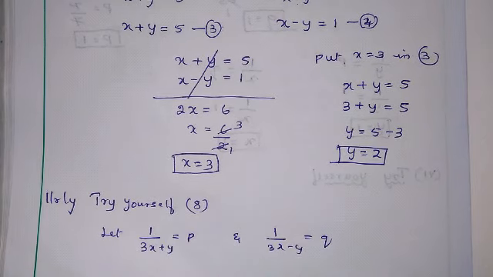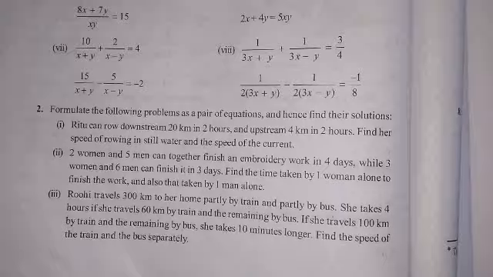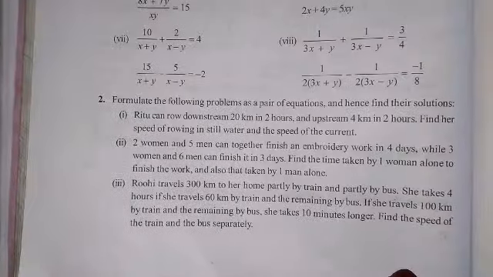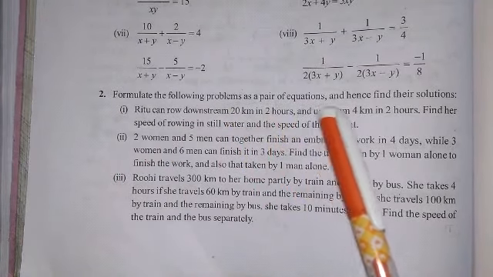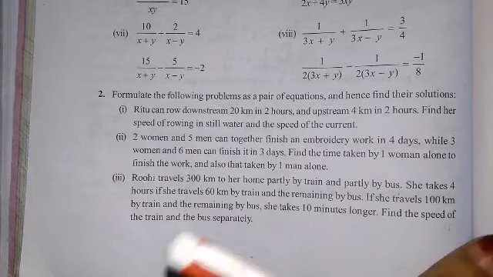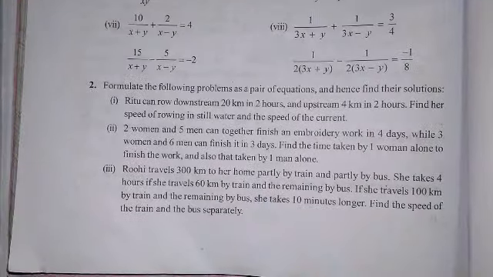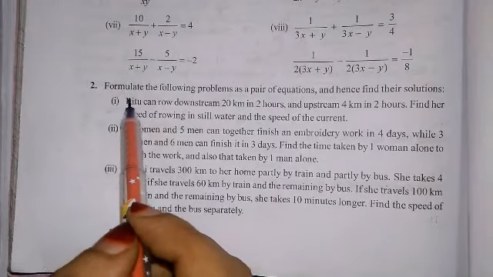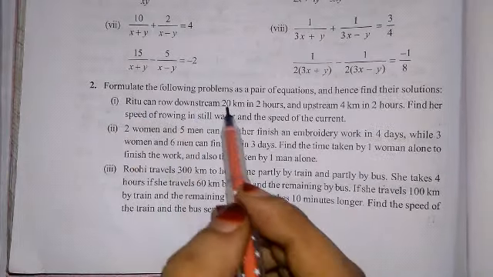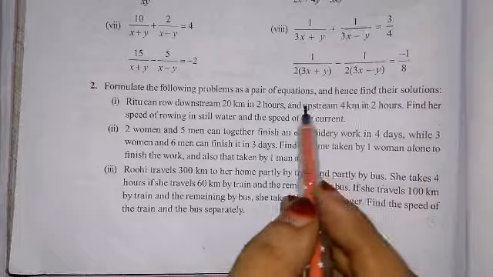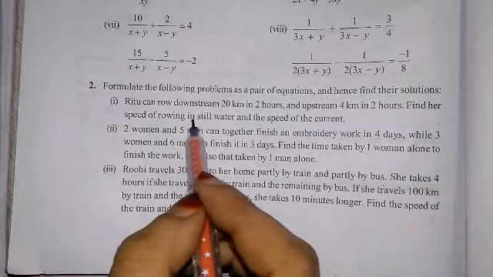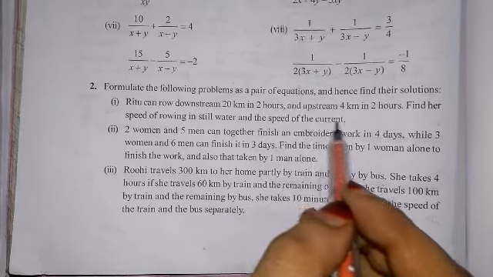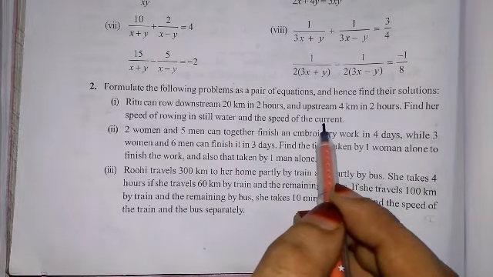Now, the next problem, that is word problems. We can see here, now a word problem. Formulate the following problems as a pair of linear equations and hence find the solution. Let me read the question. Ritu can row downstream 20 km in 2 hours and upstream 4 km in 2 hours. Find her speed of rowing in still water and the speed of the current, in the sense, in this stream.